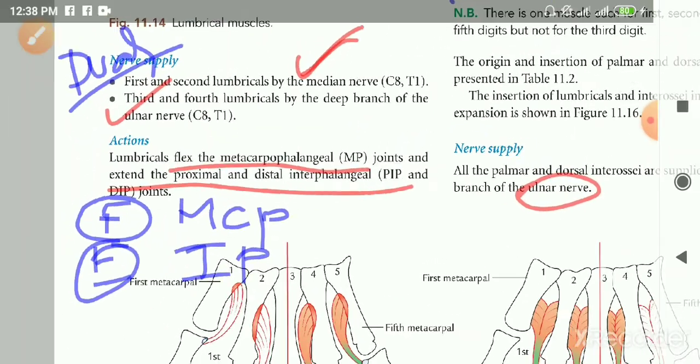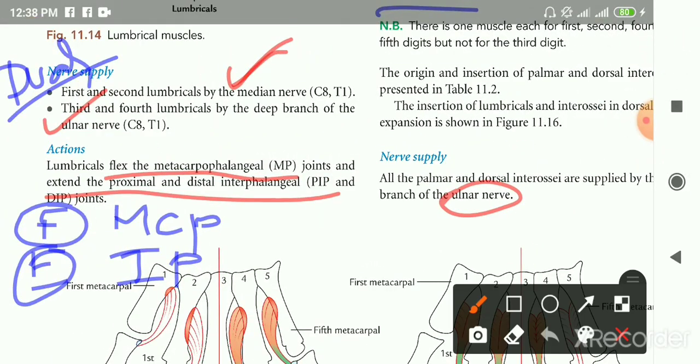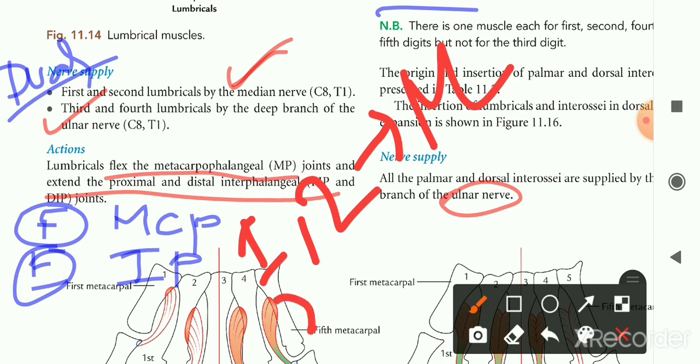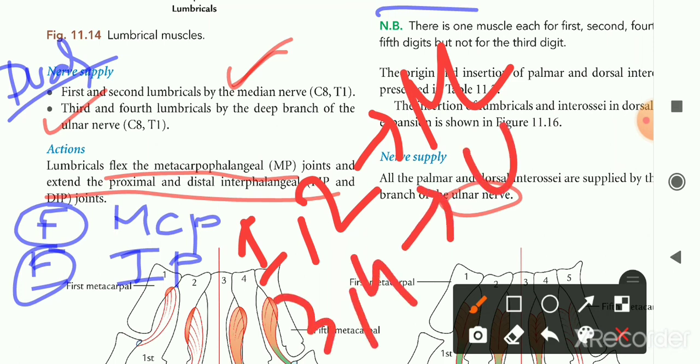Now the lumbricals muscles are also supplied by a dual nerve supply. The first and second lumbricals are supplied by the median nerve, and the third and fourth lumbricals are supplied by the ulnar nerve.